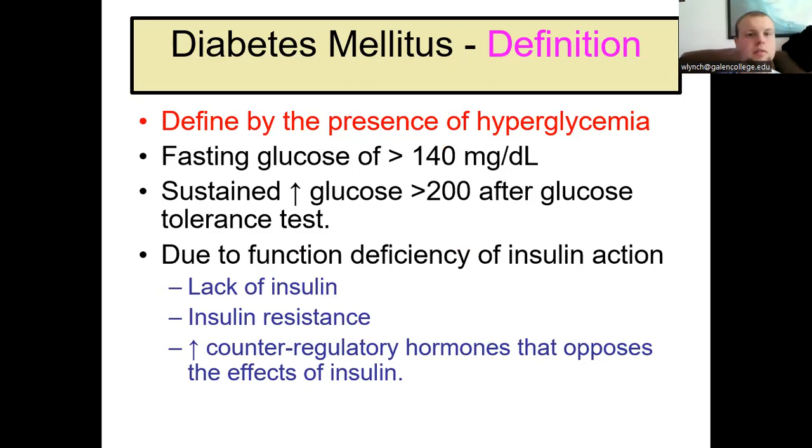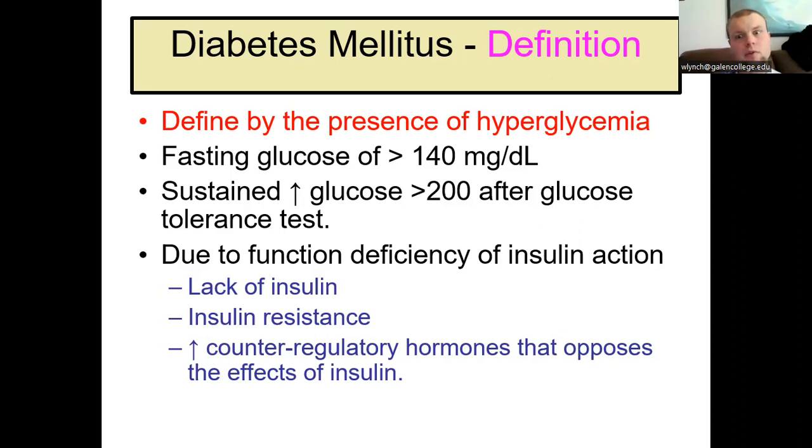So talking about insulin, we naturally come to diabetes. Diabetes mellitus is known as either type 1 or type 2. So we're defining this by the presence of hyperglycemia. If we have a fasting blood glucose level of greater than 140 milligrams per deciliter, as I mentioned earlier, this is going to be a classic sign of diabetes. If it's sustained above 200 after a glucose tolerance test, you take in a bolus of glucose and then you measure blood glucose levels an hour or 2 hours later, and it's staying above 200, this can be an indicator of diabetes as well.